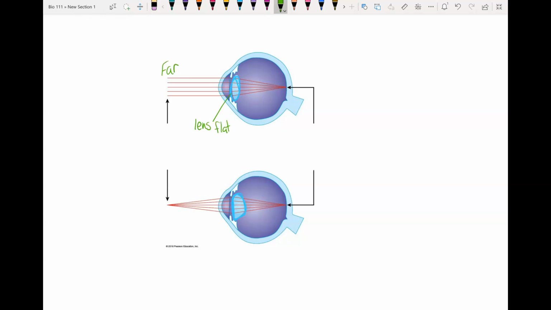Well, remember that ciliary process, or the ciliary body that attaches to the lens? That's right here. When you look at something far away, the ciliary body relaxes. It's muscle, it's smooth muscle. And when it relaxes, it moves backward in the eye. It moves away from the lens. And it's attached to the lens by ligaments. So when it moves away from the lens, it pulls those ligaments, and that pulls the lens flat.